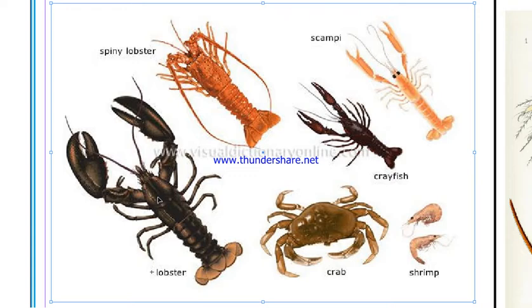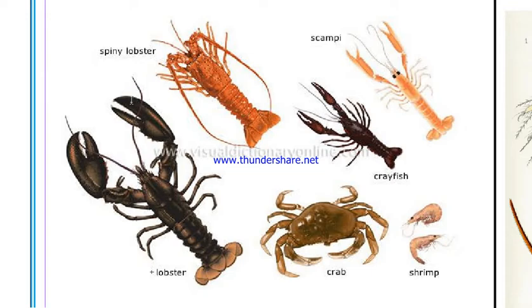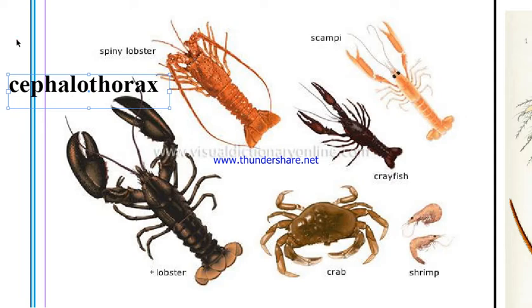Their head and thorax are always combined, whereas their abdomen is distinct. The combined form of head and thorax is also called cephalothorax. Have you heard the term ever? Cephalothorax. Cephalo means head, thorax means chest. Those creatures whose head and thorax are combined have a structure called cephalothorax.